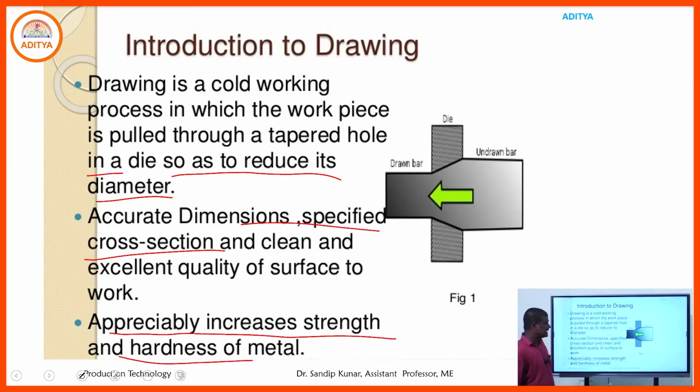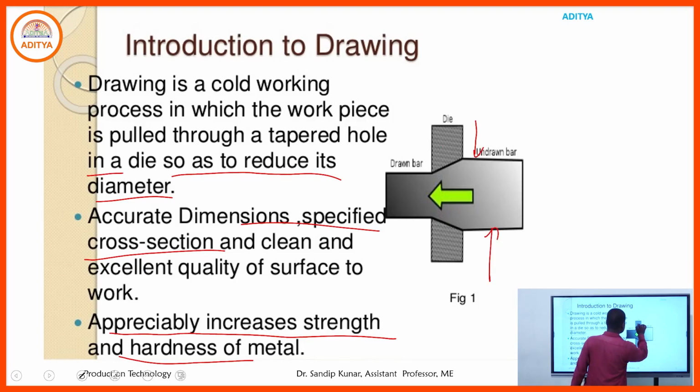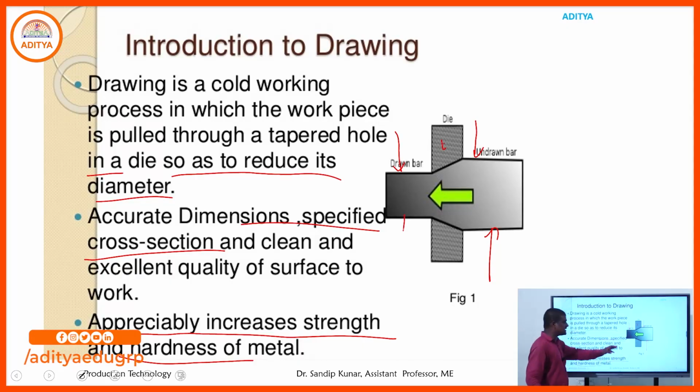Here that is the undrawn bar, and that is the die. When we pass the undrawn bar through it, the diameter of the bar is reduced. That is the drawn bar, and its length is increased compared to the undrawn bar.